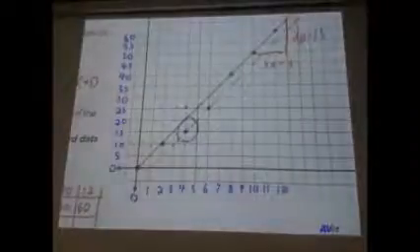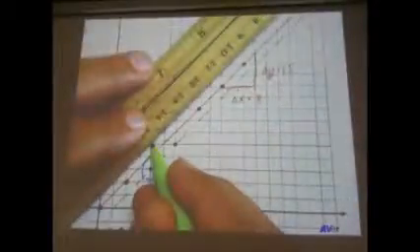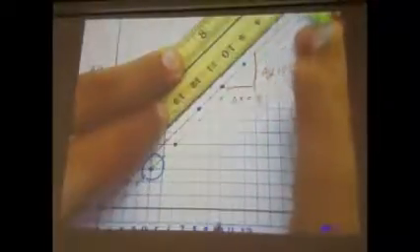And then I'm going to draw a line that's parallel to my line of best fit that goes right through that point. And you want it to be parallel to your line of best fit. We know that parallel means that it's like the same slope. They go right next to each other without touching. So I now have drawn my lower bound and my upper bound. Okay?